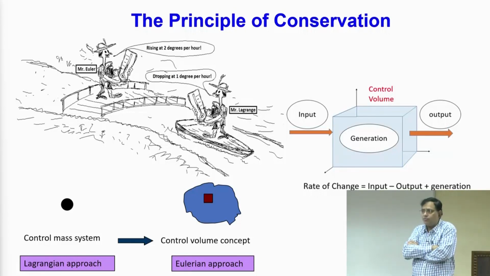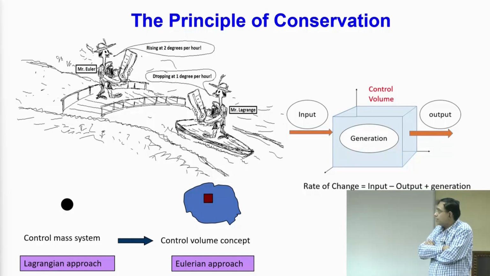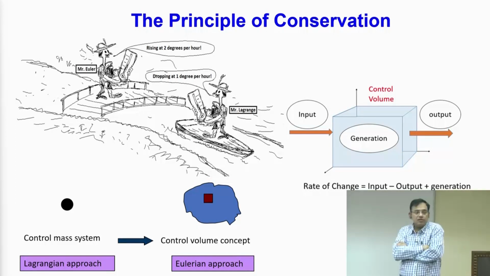So, there is some fluid which is moving, Mr. Lagrange is following that with the help of the boat, and therefore, Mr. Lagrange's thermometer is reflecting that change. So, Mr. Lagrange is the follower of the control mass concept, whereas Mr. Euler is the follower of the control volume concept, that means an identified region.